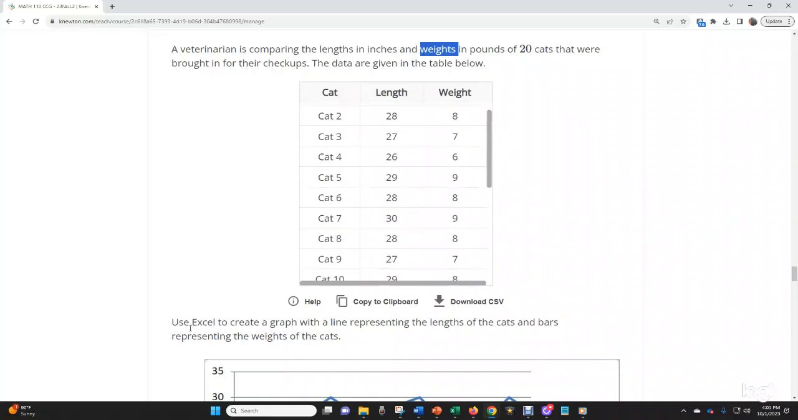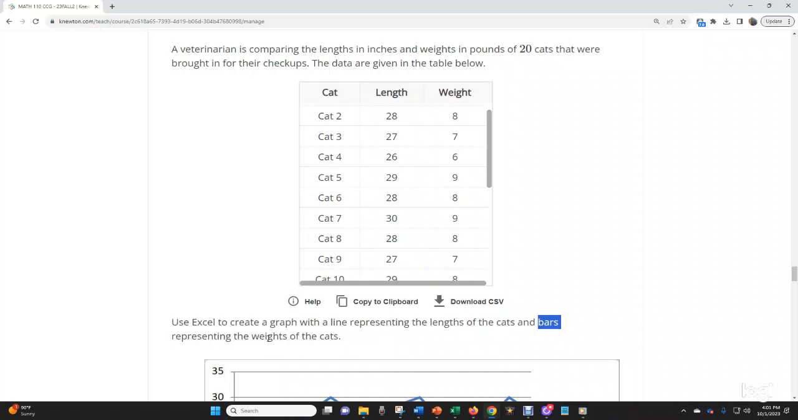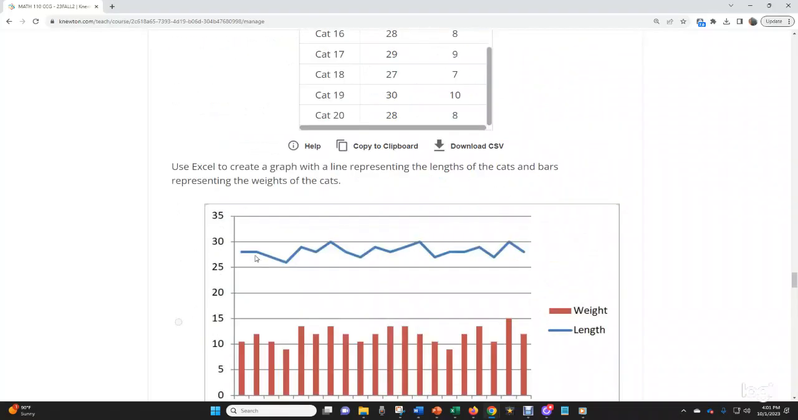And let's pay attention to what it is asking us to do. First off, in Excel, it's asking us to create a graph with a line representing the lengths and bars representing the weights. We have done this before where we did a combo where we had a bar and a line graph in the same graph. But we have to be very careful which one, because you can look at our choices. We have to be careful which one, line or bar, we put the weight versus the length.